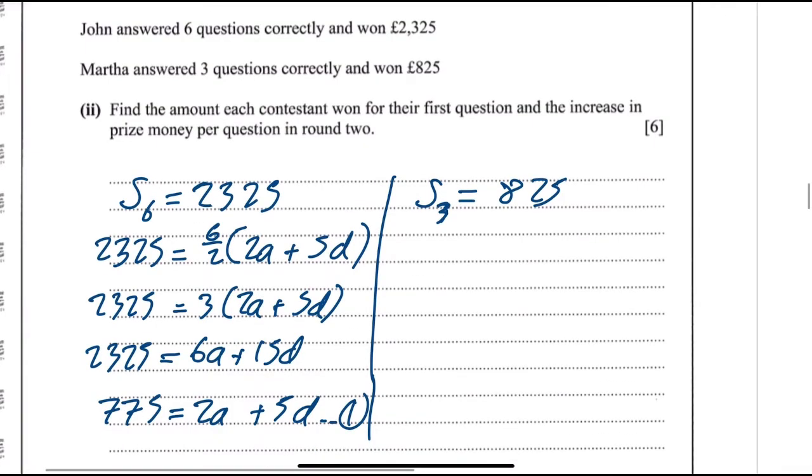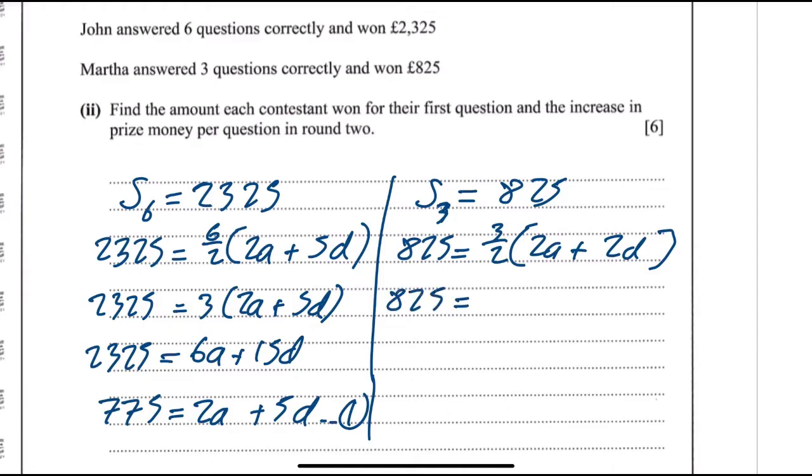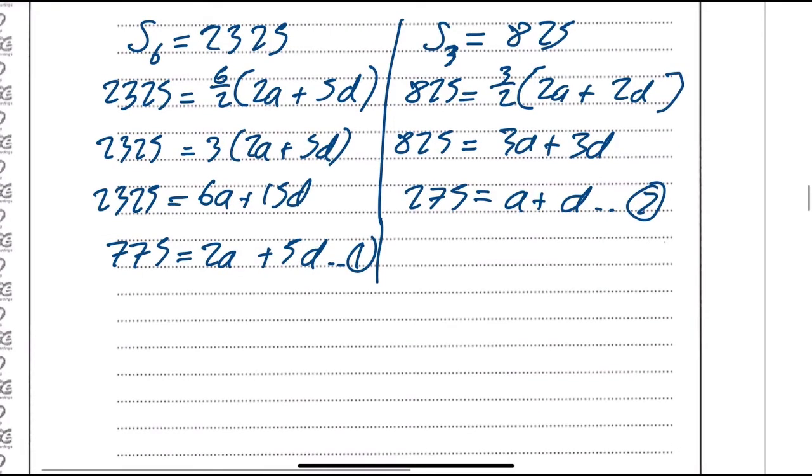This one means 825, and remember your sum of your n terms is n over 2, so 3 over 2 times (2a plus (n minus 1) which is going to be 2d), and that's 825. If you multiply in 3 over 2 times 2a, you're going to have 3a, same for your d, you're going to have 3d, and you can make life a wee bit easier by dividing through by 3: 275 is equal to a plus d, equation 2. Okay, 2 equations, 2 unknowns.